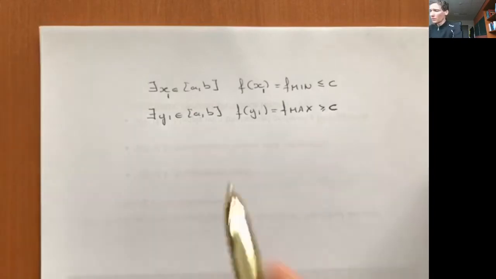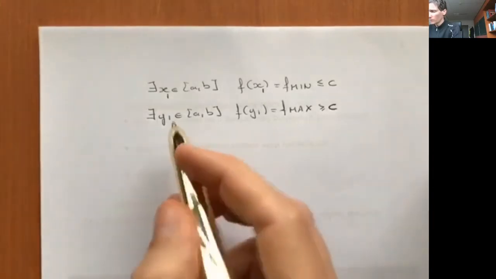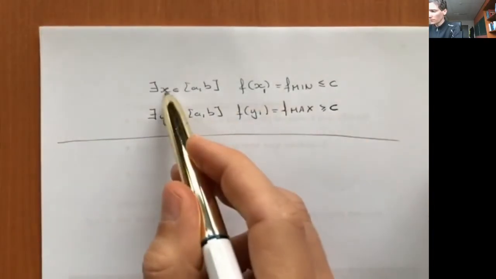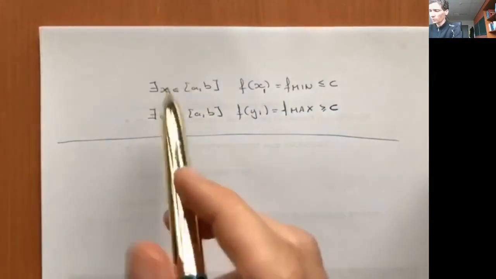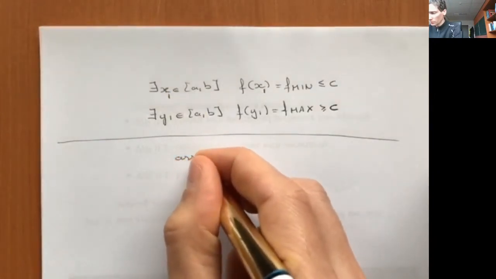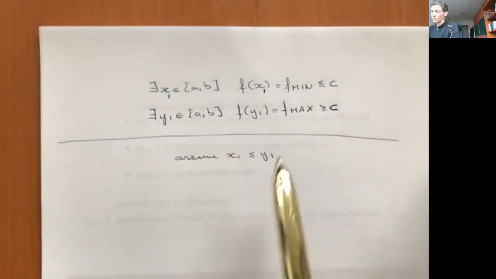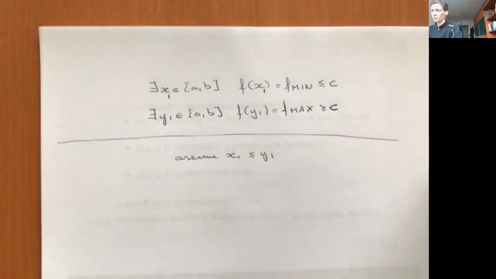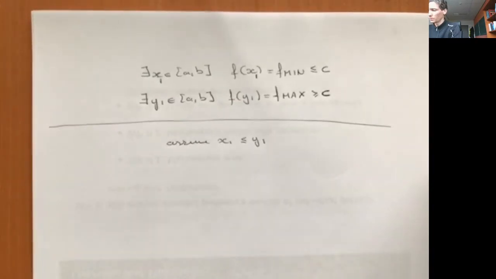Okay, so it's possible that x1 and y1 are two numbers, so it's possible that x1 is lower than y1, or it's also possible that y1 is lower than x1. Okay, so let us assume that x1 is lower or equal to y1. In the case where y1 is below x1, you can do a very similar thing, except that you have to switch some inequalities. So I will leave this as an exercise for you at home.